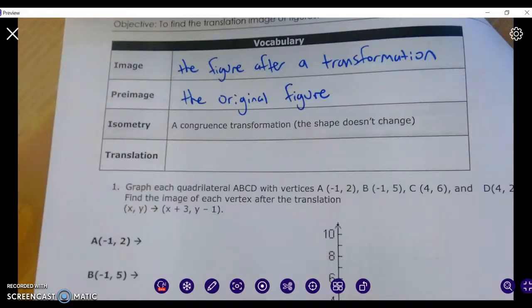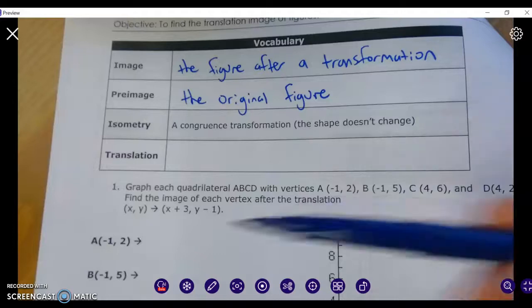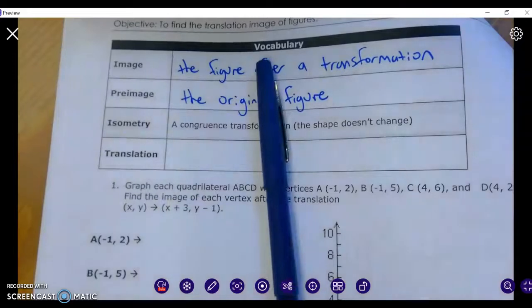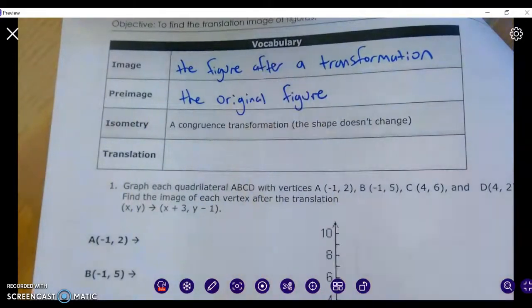Okay, questions about that? Pre-image, image, difference between the two? Okay. So isometry, we're not going to use that word too much, but just know that just like my pen, when I move my pen on the paper, the pen is not changing. Until the very last section, none of our shapes are going to change. So if you have a triangle that looks like this, that triangle should not change at all, except it might be flipping or turning, but it's still the same triangle.